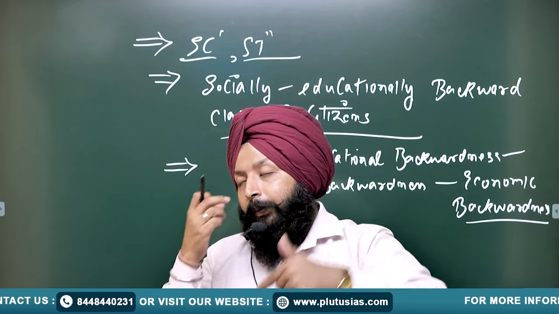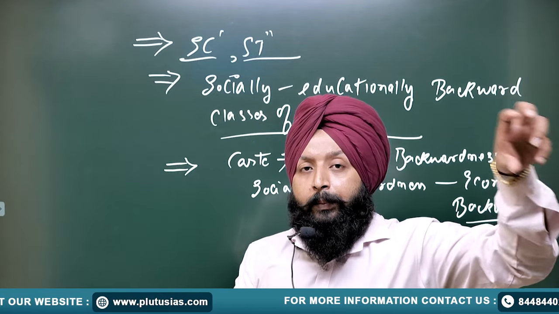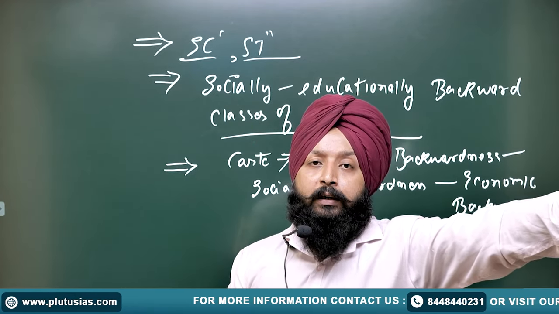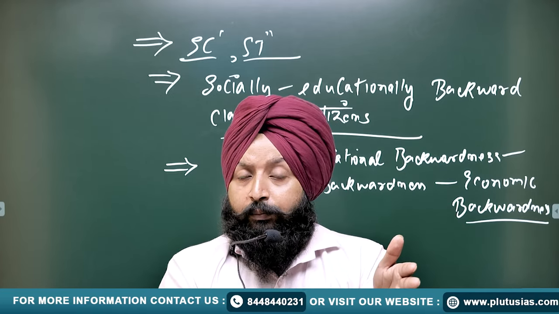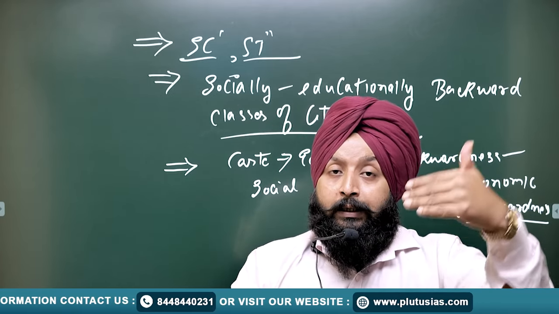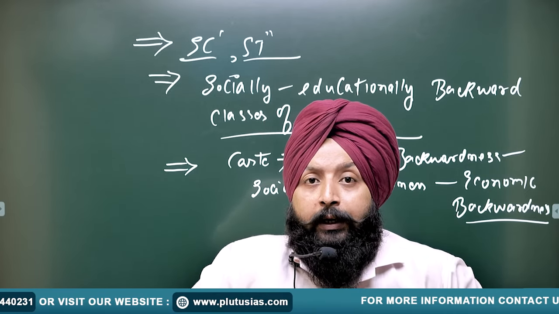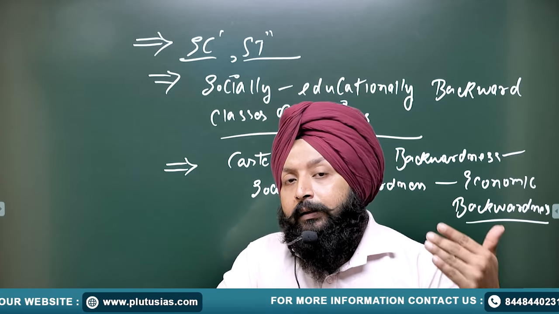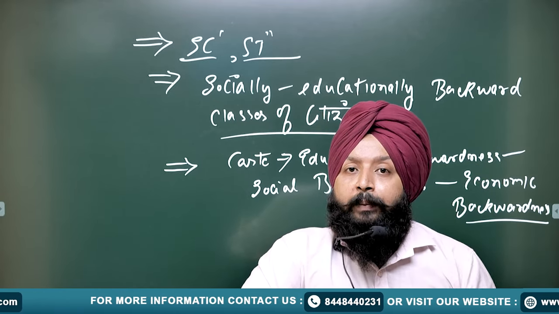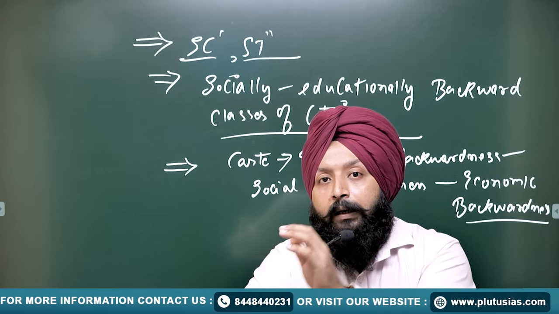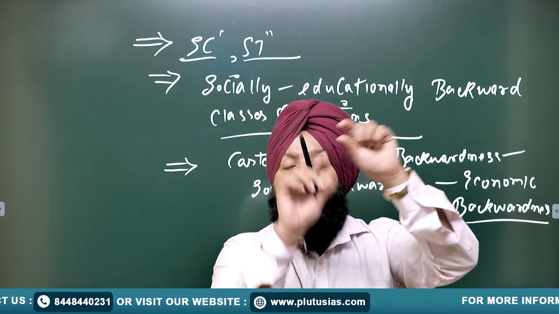Because of this rigid caste structure, people who belonged to a separate caste followed a certain profession. Because of that, people of certain castes who were engaged in menial jobs did not get a chance to educate themselves. As they did not get a chance to educate themselves, they became socially backward. And because of all that, they became educationally backward. So there is a circle. One leads to another.